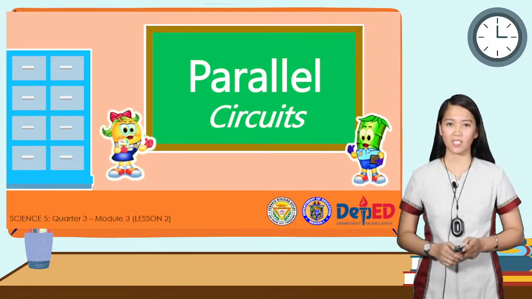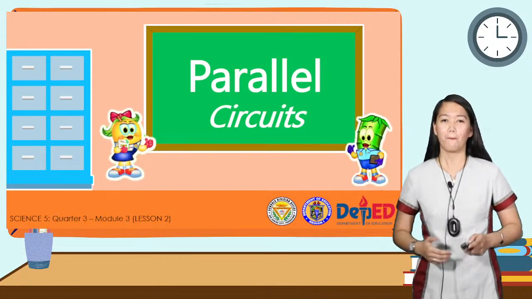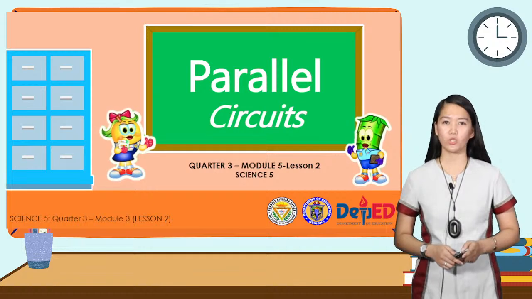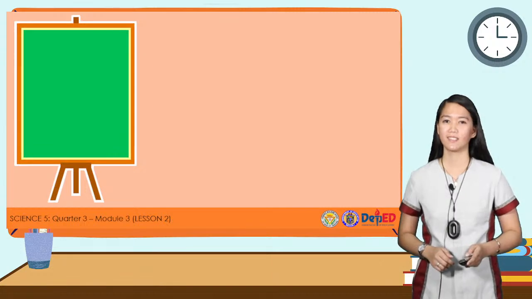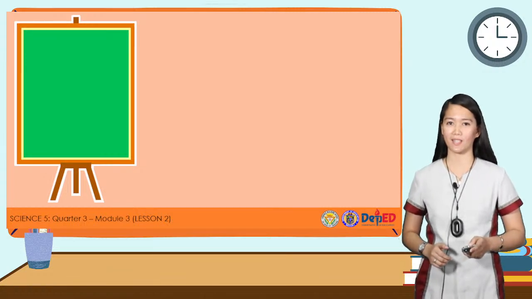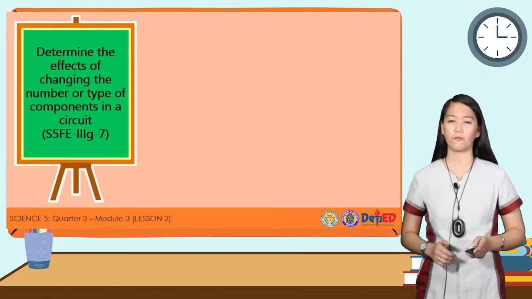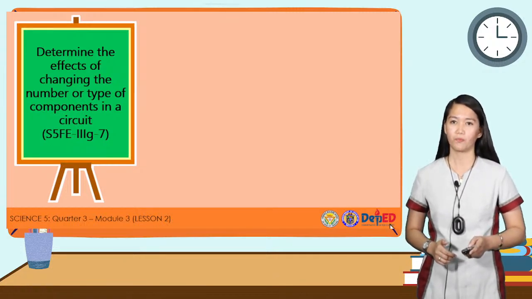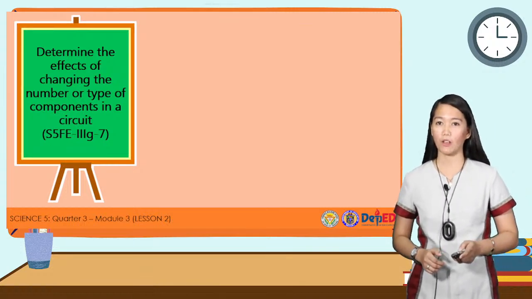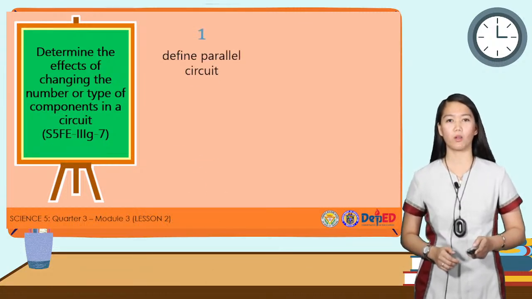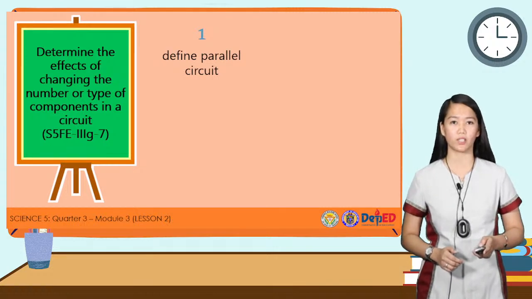So for today's lesson, you will be learning about parallel circuits. Quarter 3, Module 5, Lesson 2. This lesson will cover the most essential learning competencies: determine the effects of changing the number or type of components in a circuit, with the code S5FA-3G-7.